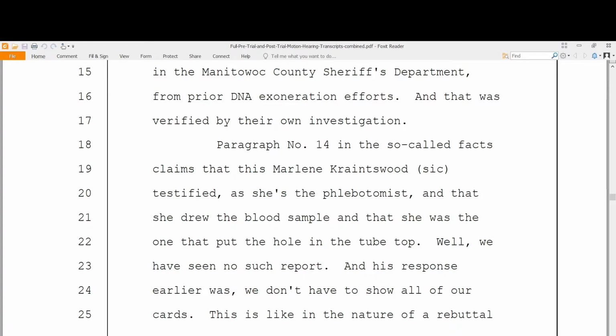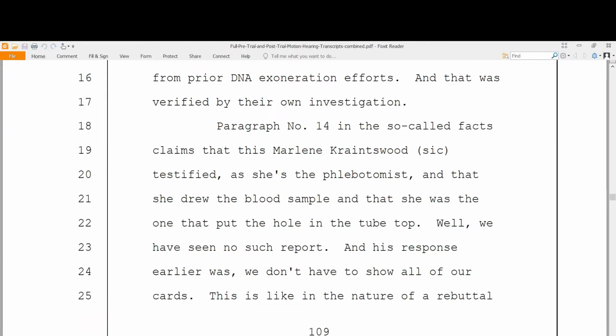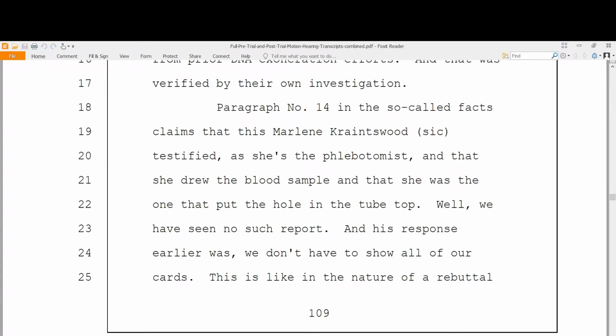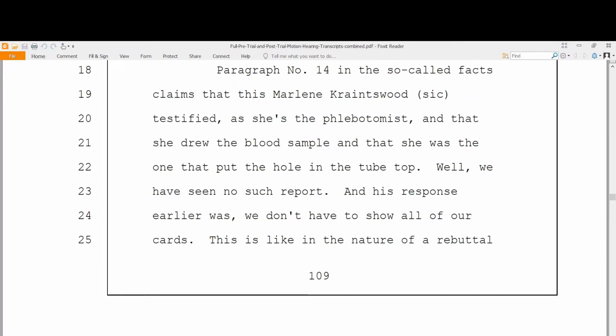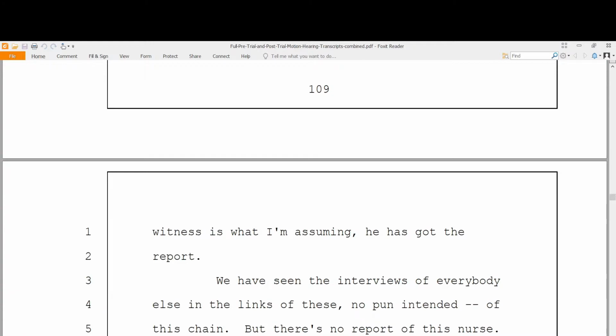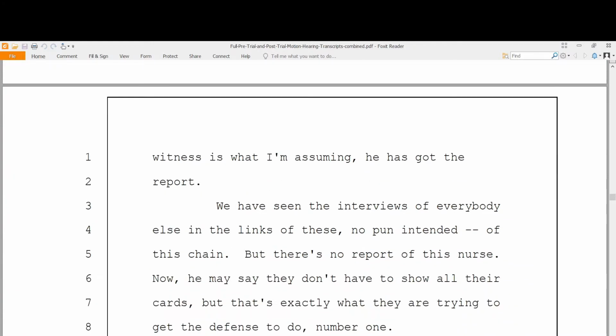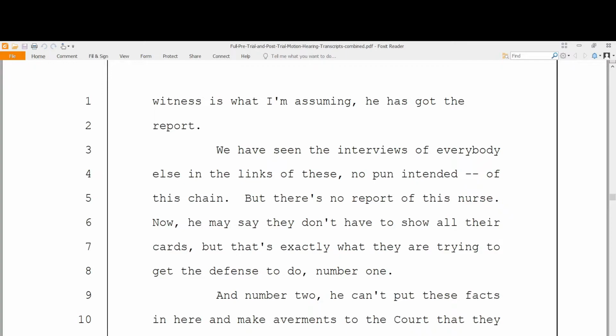Paragraph 14 in so-called facts claims that Marlene Crancewood testified that she's a phlebotomist and that she drew the blood sample and that she was the one that put the hole in the tube top. Well, we have seen no such report. And his response earlier was, we don't have to show all of our cards. This is like the nature of a rebuttal witness, is what I'm assuming he got the report. We have seen the interviews of everybody else in the links of this chain, no pun intended, but there's no report of this nurse.